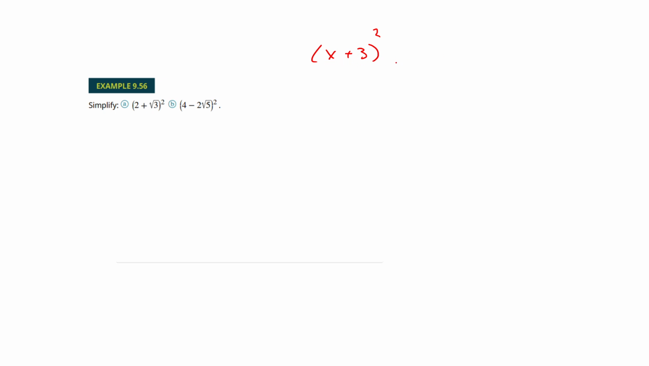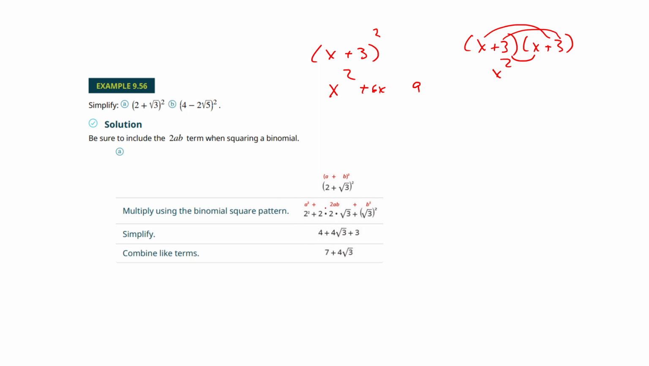If you FOIL this out every time, you get a square at the front and a square at the back, and then you wind up getting 2 of the middle term. Do you remember this? It always makes that every single time. So if you FOIL this through, you get x squared, you get 3x when you FOIL that. So you always wind up with 2 of the middle, and then you square the last term. Nothing changes here. Let's see how they've done it.